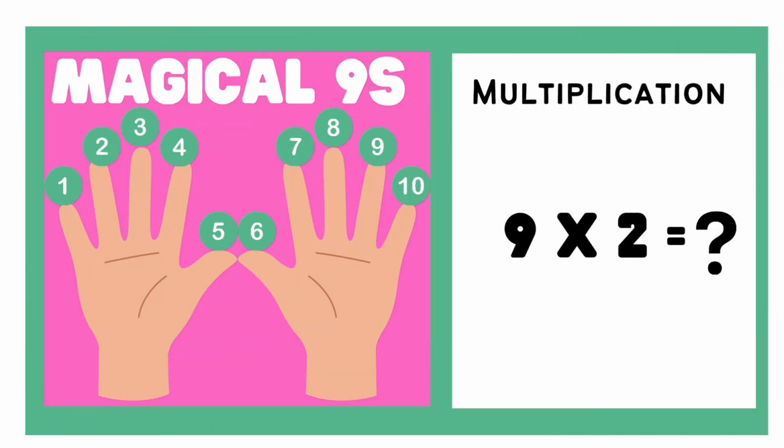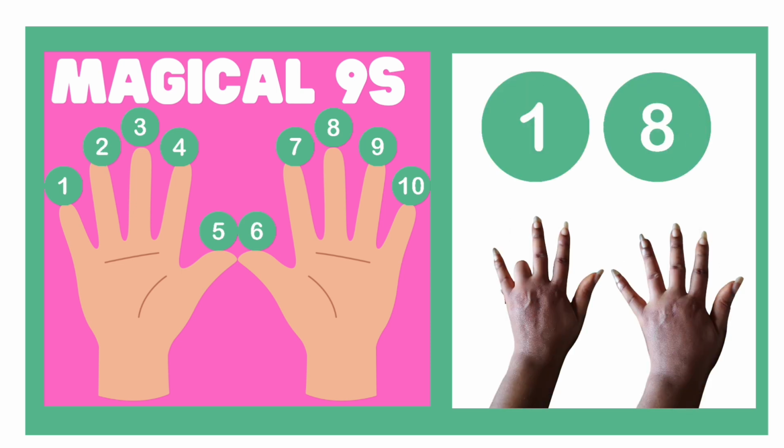9 times 2. Now let's hide finger 2. How many fingers do we have before finger 2? 1. How many fingers do we have after finger 2? 8. So 9 times 2 is 18.